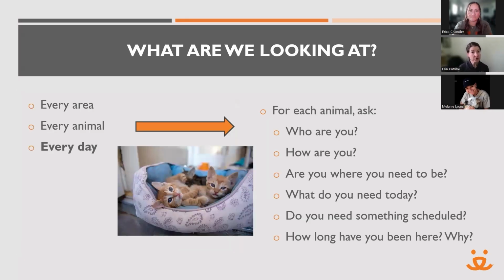So we're walking through every area of the shelter. We're laying eyes on every single animal, ideally every single day, but what are we looking for with each animal? And I find it really helpful to ask this list of questions. Who are you? Do you have identification? Do you have a kennel card on your kennel? Does the kennel card match the animal that's in the kennel?